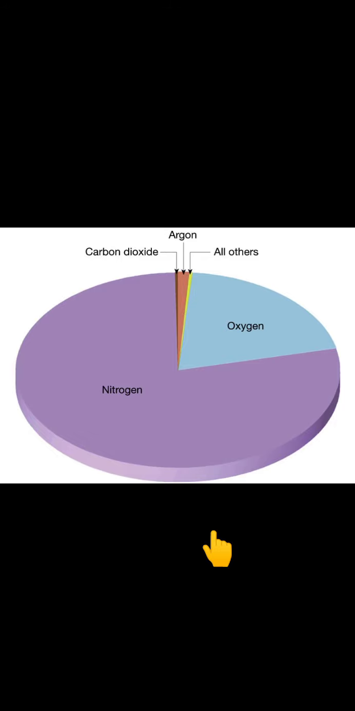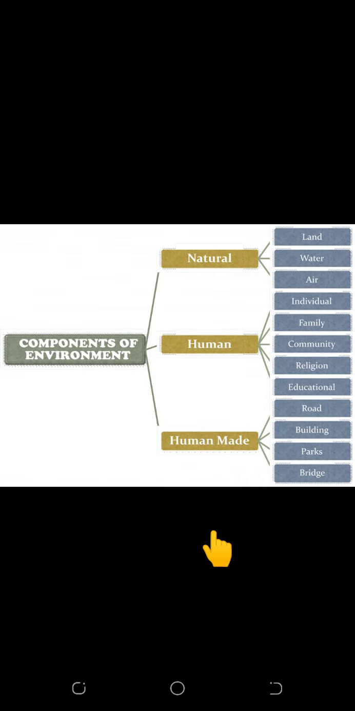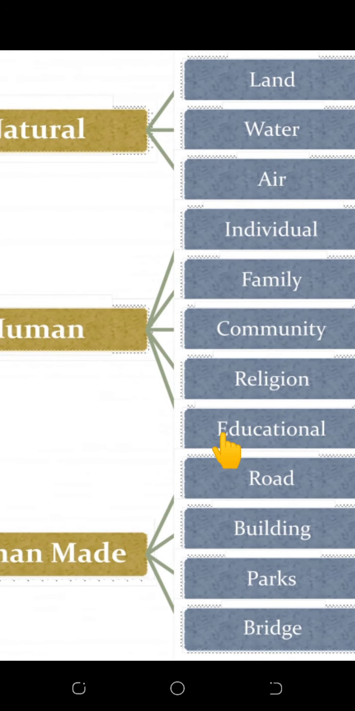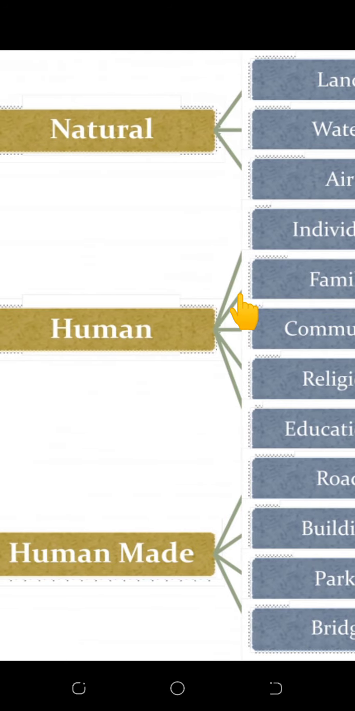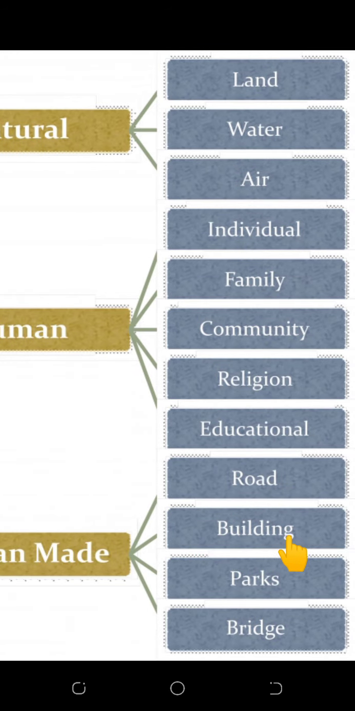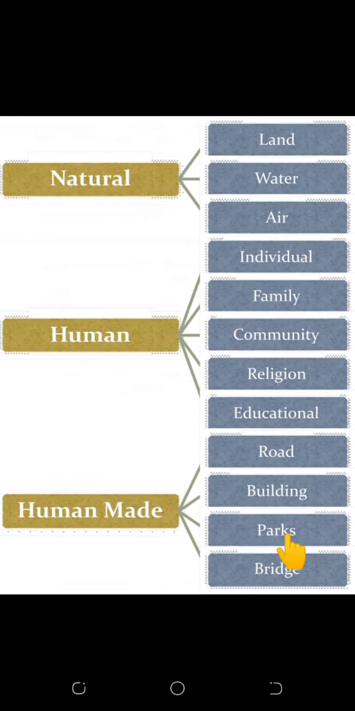The next component is human. Under it come family, community, religion, educational, economic and political situation. And the last category is human made, which includes all the things made by humans like buildings, industries, monuments, and so on.